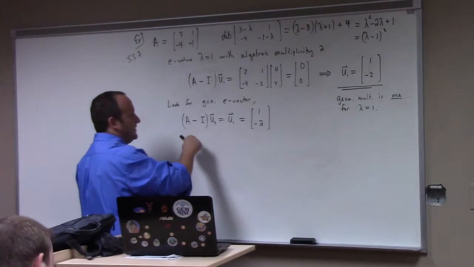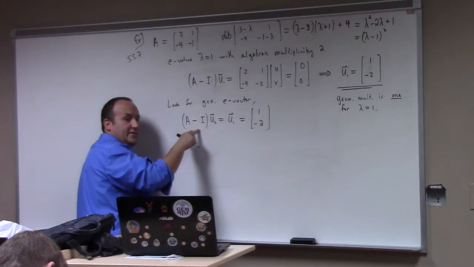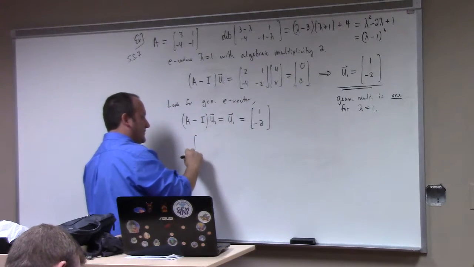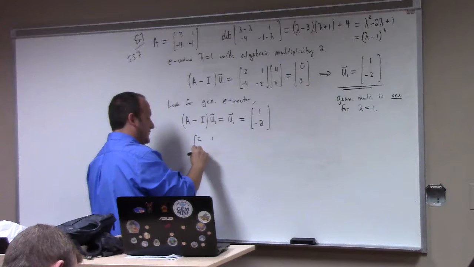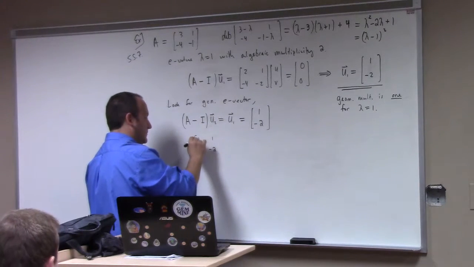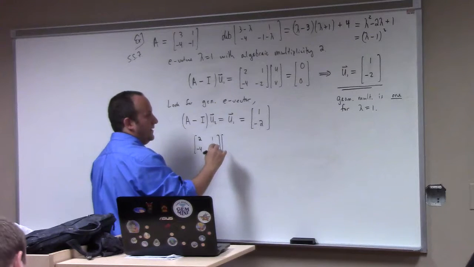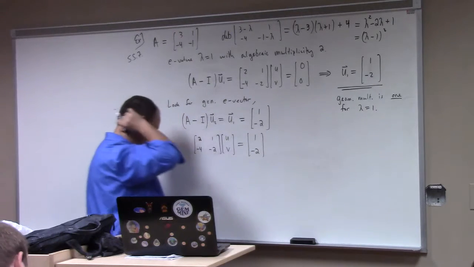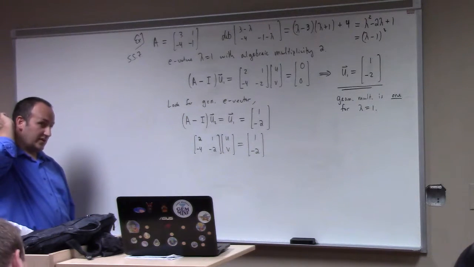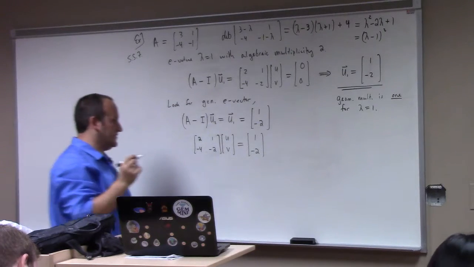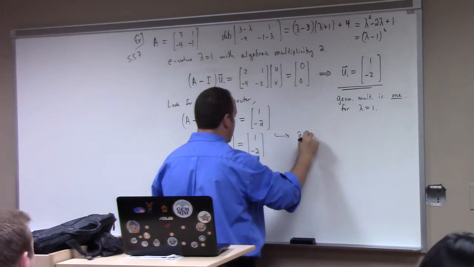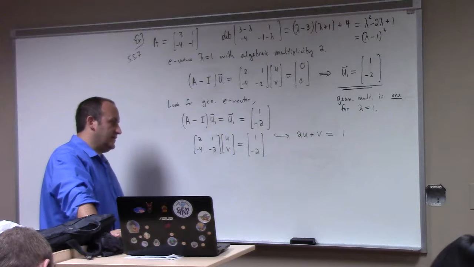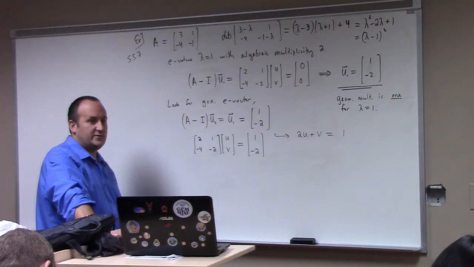Okay, so the cool thing about this is this matrix we have already calculated. It's that matrix, right? So we're trying to solve the equation with 2, 1, minus 4, minus 2, and we're looking for this vector (u, v) that solves it. We're looking for a non-zero solution as well. So what equations do we face? We face 2u plus v equals 1. The second equation is minus 4u minus 2v equals minus 2. It's the same equation again, right?